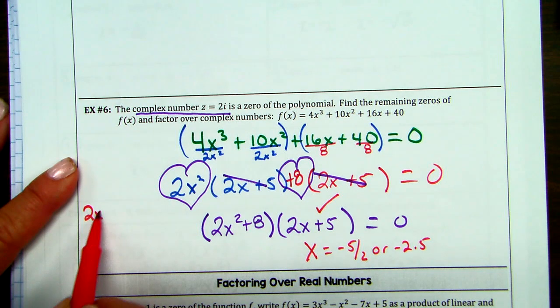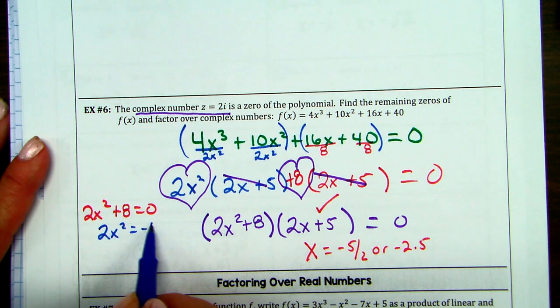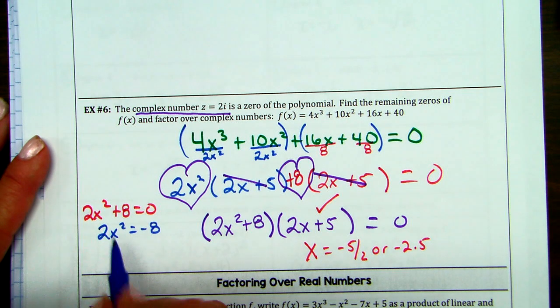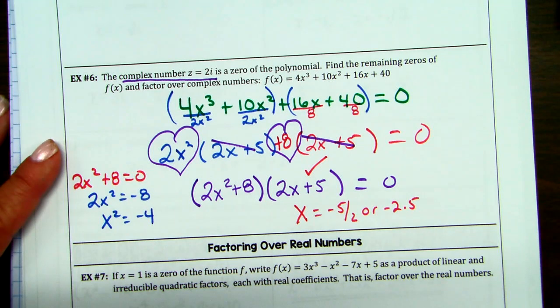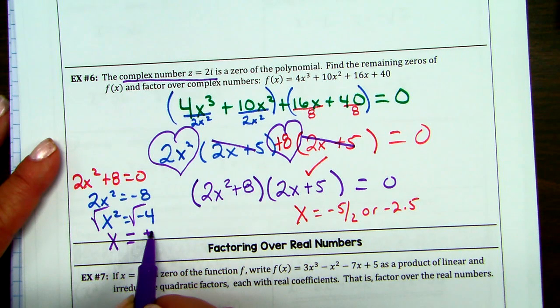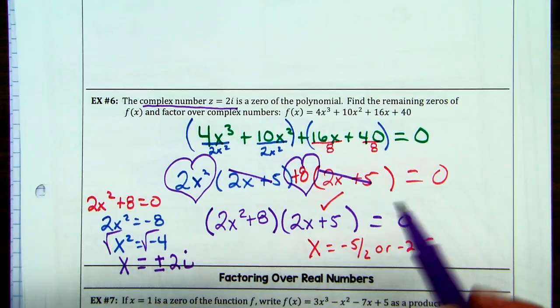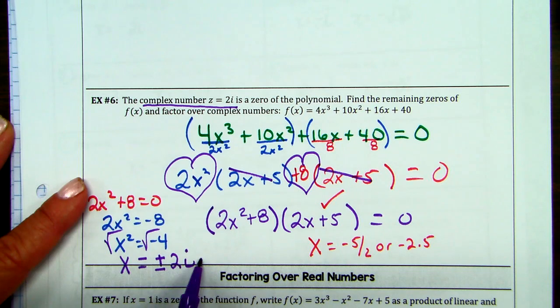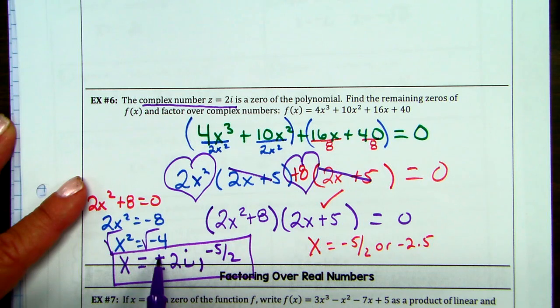I'm just going to use this space. You guys know I write so big. Subtract 8 from both sides. Divide by 2. How many times are we going to do the same problem? Right? Square root. Square root. So our 3 solutions, x equals plus or minus 2i and negative 5 halves. There are my 1, 2, 3 solutions.